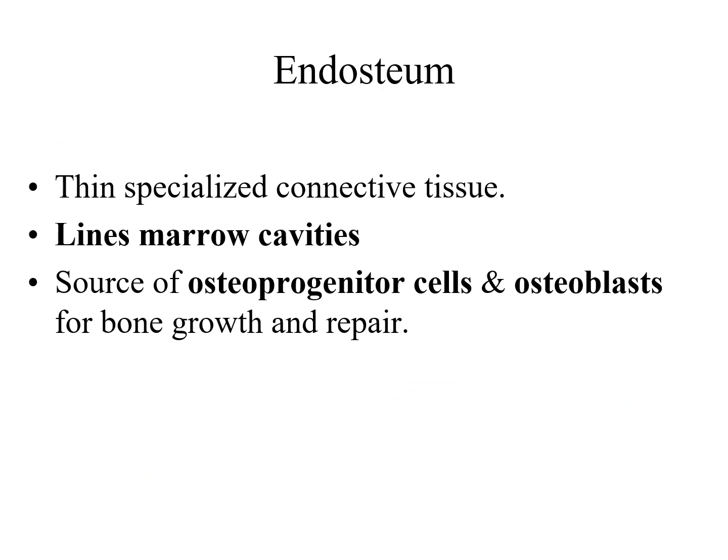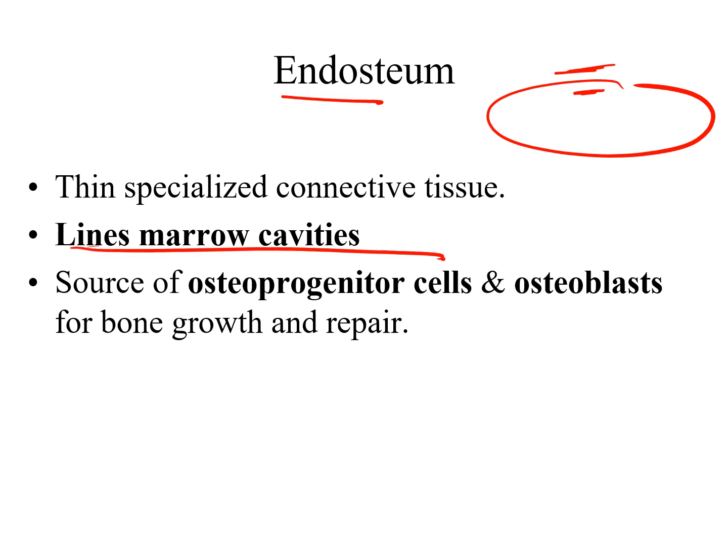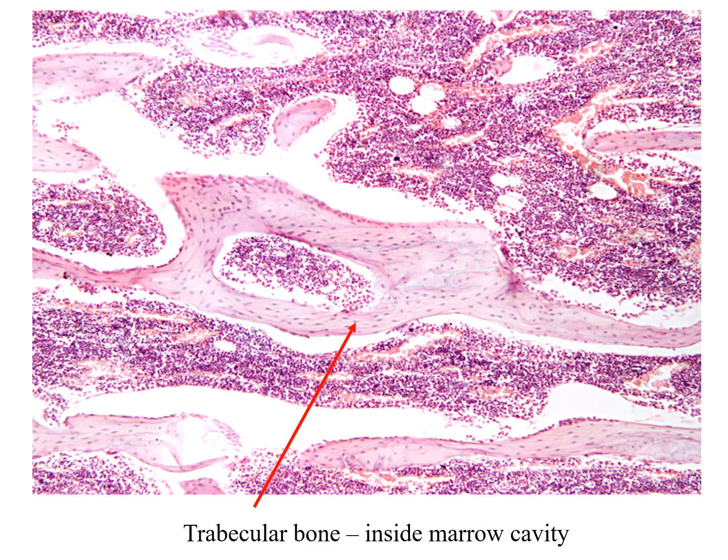As I said, we have the periosteum on the outside, and on the inside we have the endosteum. The endosteum lines the marrow cavity and usually contains two important types of cells. We have the osteoprogenitor cells, and also the osteoblasts, and these two cells are very important in bone growth and bone repair.